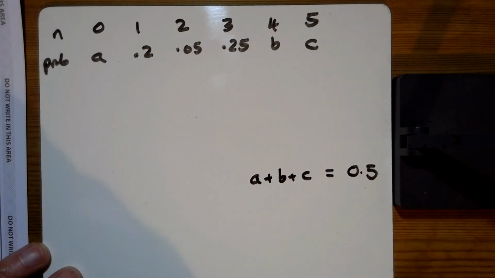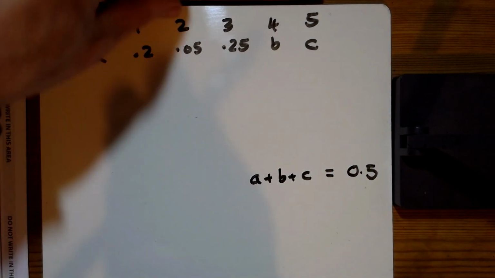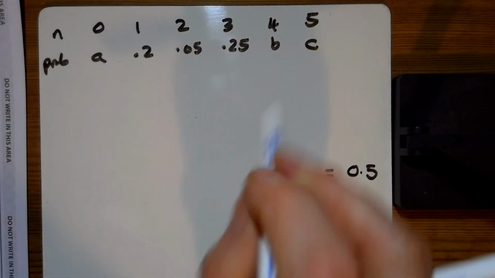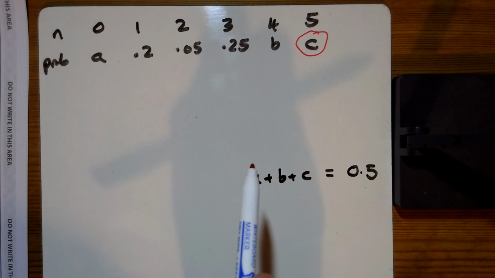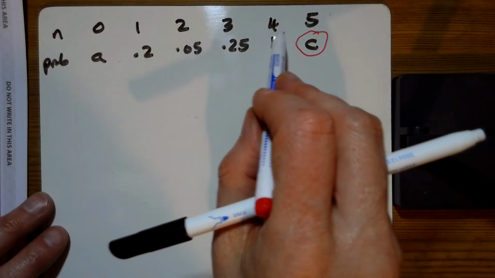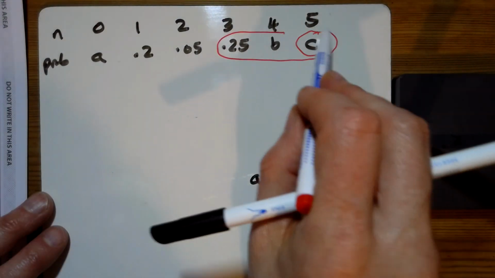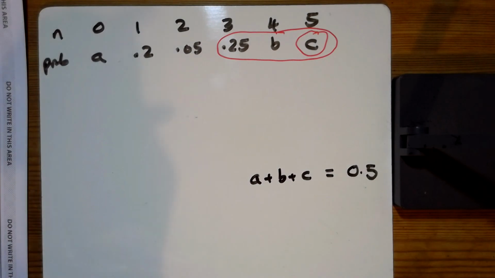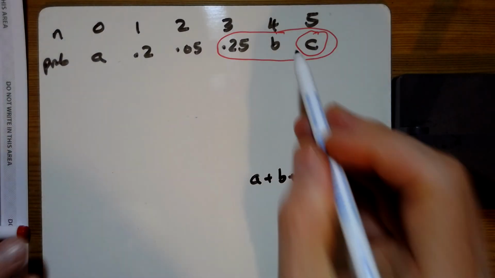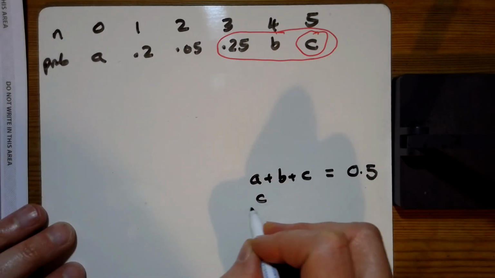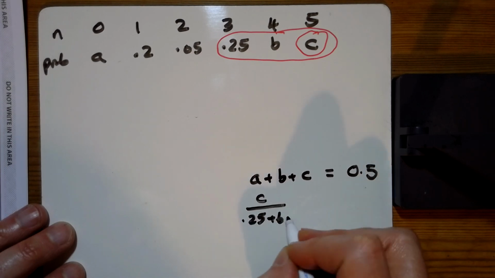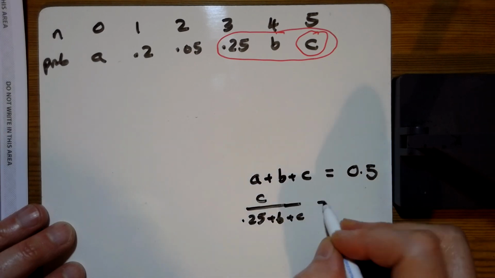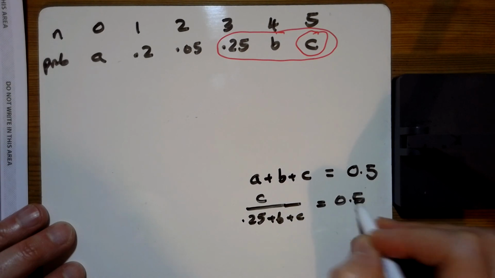The other part's quite nice. The probability that n is equal to 5, which is that one, given that n is greater than 2, is those ones. And that is equal to a half as well. So looking at this thing here, this is C over 0.25 plus B plus C, and that equals a half.